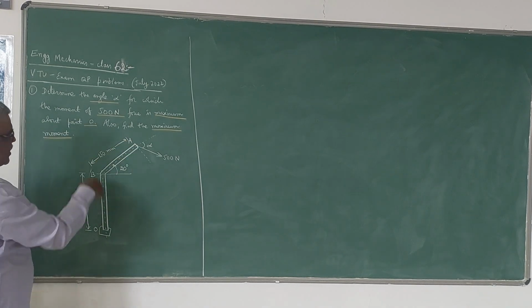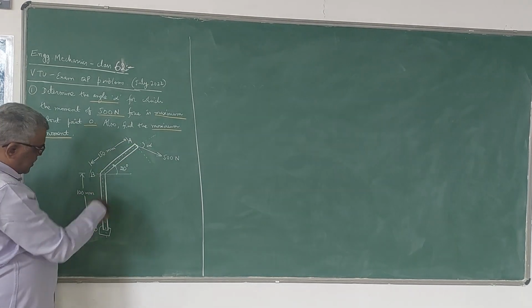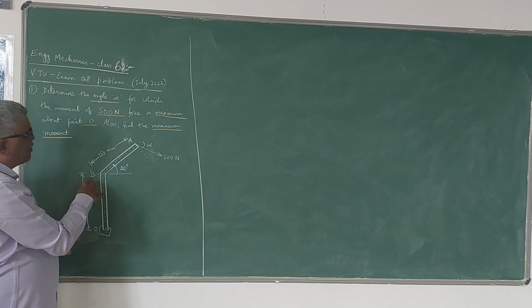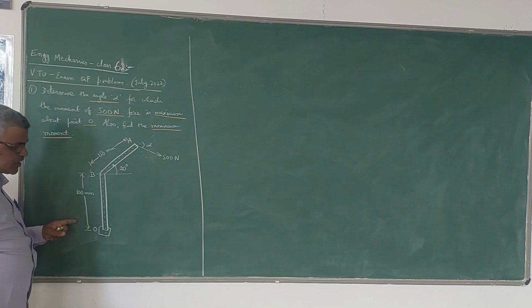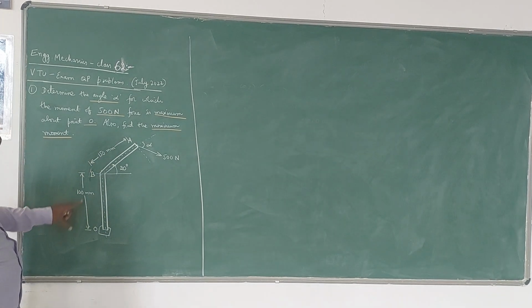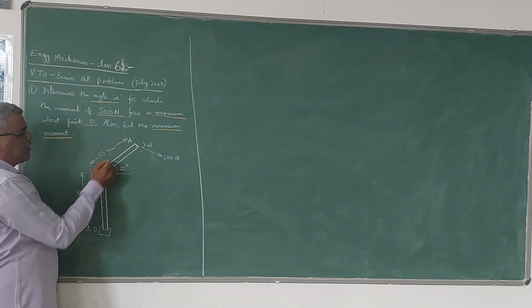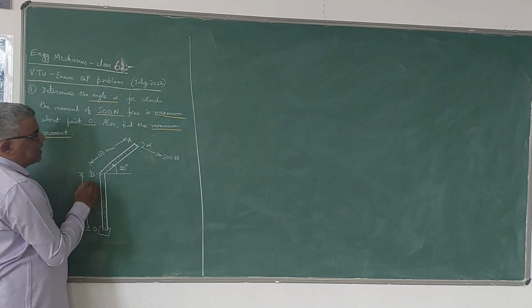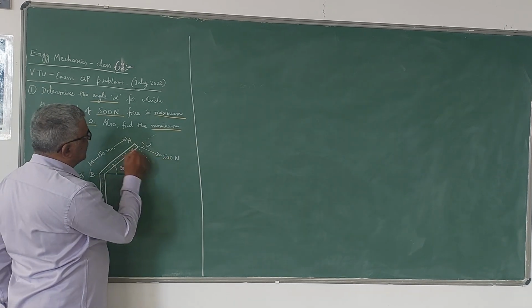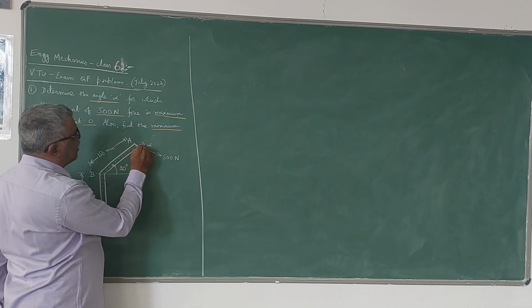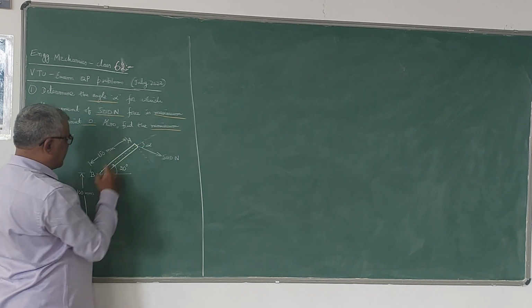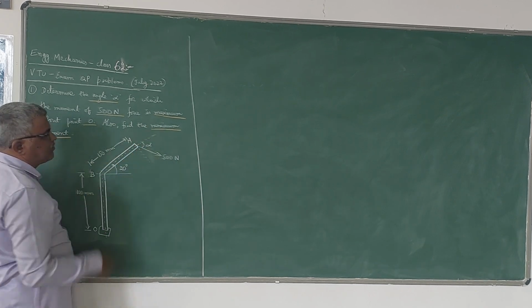You can see here, this is the object OBA. He has given the dimensions. OB is 100 mm, BA is 150 mm. The angle made by BA with horizontal is 20 degrees. A force 500 Newton is acting at A, which makes an angle of alpha with the center line of this BA. You can see here.